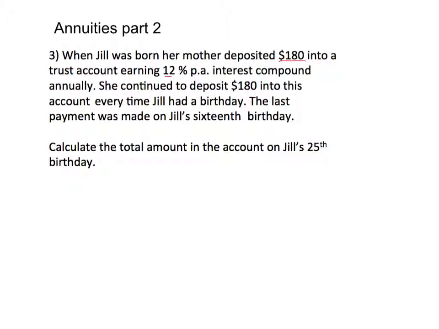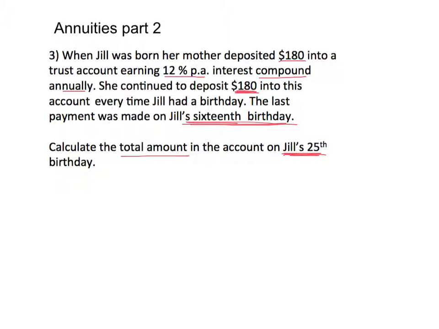trust account, earning 12% per annum with interest compounded annually. She continued to deposit $100, yay, so it's a regular contribution, into this account every time Jill had a birthday. The last payment was made on Jill's 16th birthday. Calculate the total amount in the account on Jill's 25th birthday.